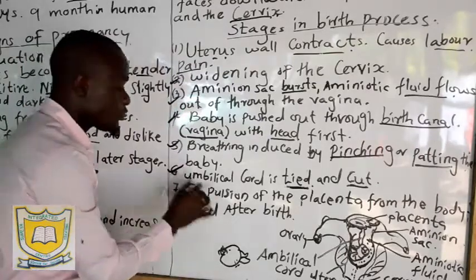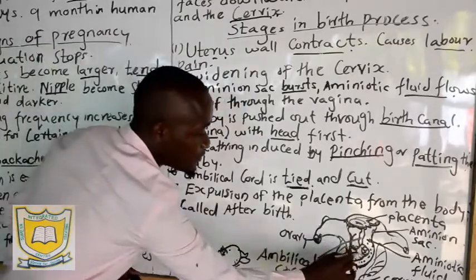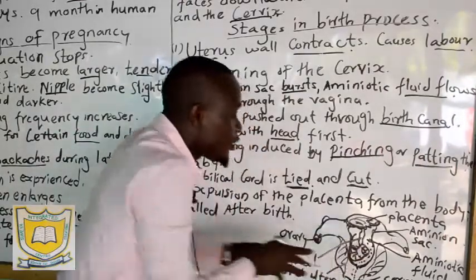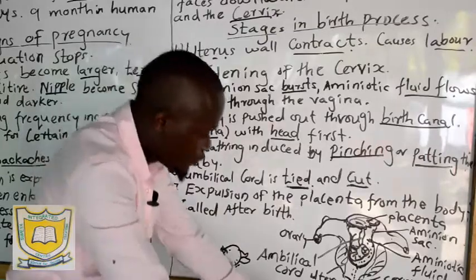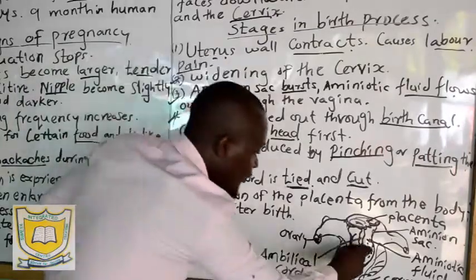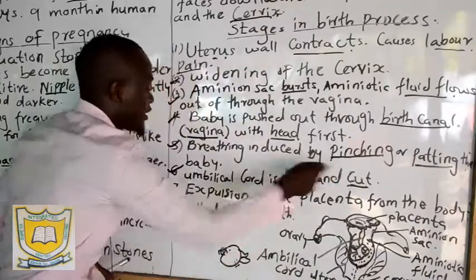Now the umbilical cord, we said, is the joining point between a mother and the fetus. When the fetus comes outside, this umbilical cord also follows the baby to the outside. But to separate the mother from the baby, you still have to cut. That's why we said we tie and cut.